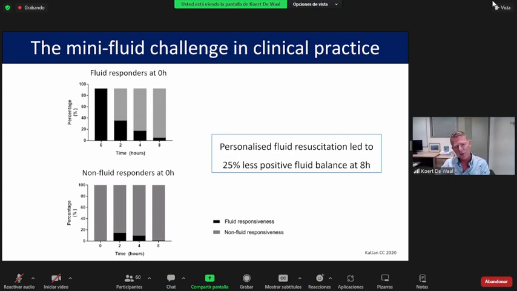And at the bottom, you see the non-fluid responders, where only 1 or 2 of them later on still developed a need for some fluid a little bit later into that process. But most non-fluid responders remained non-fluid responsive. And with this personalized fluid resuscitation, they could have 25% less positive fluid balance 8 hours after the start. It sounds trivial, but a significant increase in positive fluid balance 8 hours after the start is strongly associated with mortality.